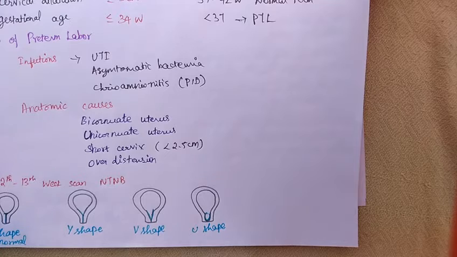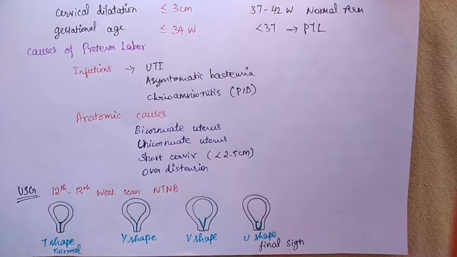Other than size, you can predict preterm labor by seeing these shapes of the cervix. So U shape is the final sign.